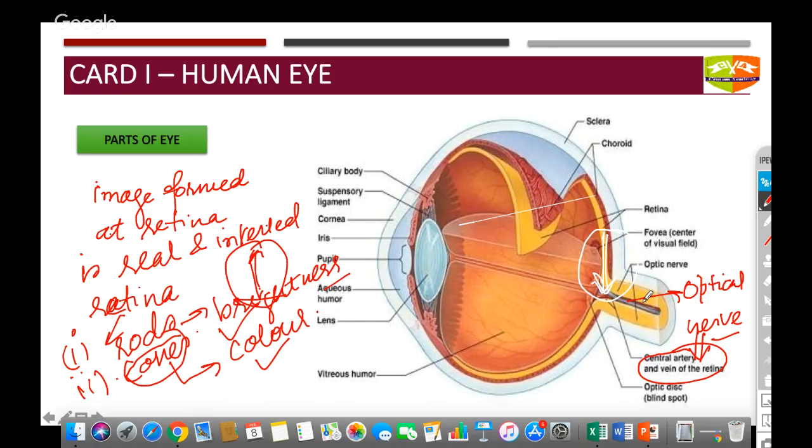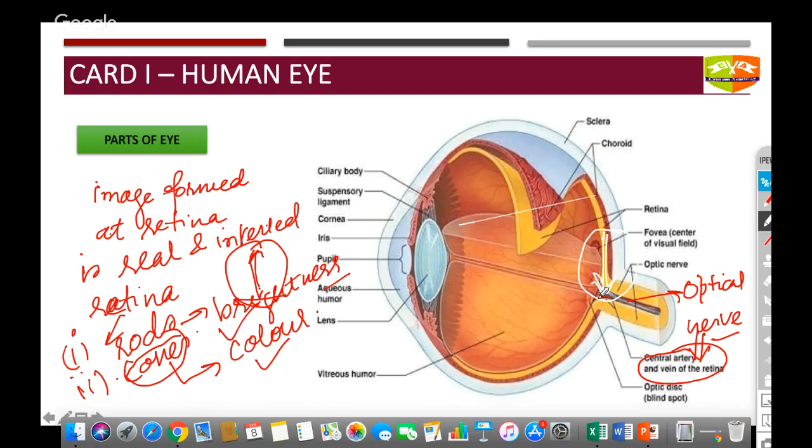I have discussed different parts of the human eye with you. Let me go through it one by one once more. First, I started with the vitreous humor. I told that the vitreous humor is between the lens and the retina. The role of the vitreous humor is to avoid any collapse of the eyeball. Hence, the front part is not in touch with the rear part, and image formation happens properly over here.